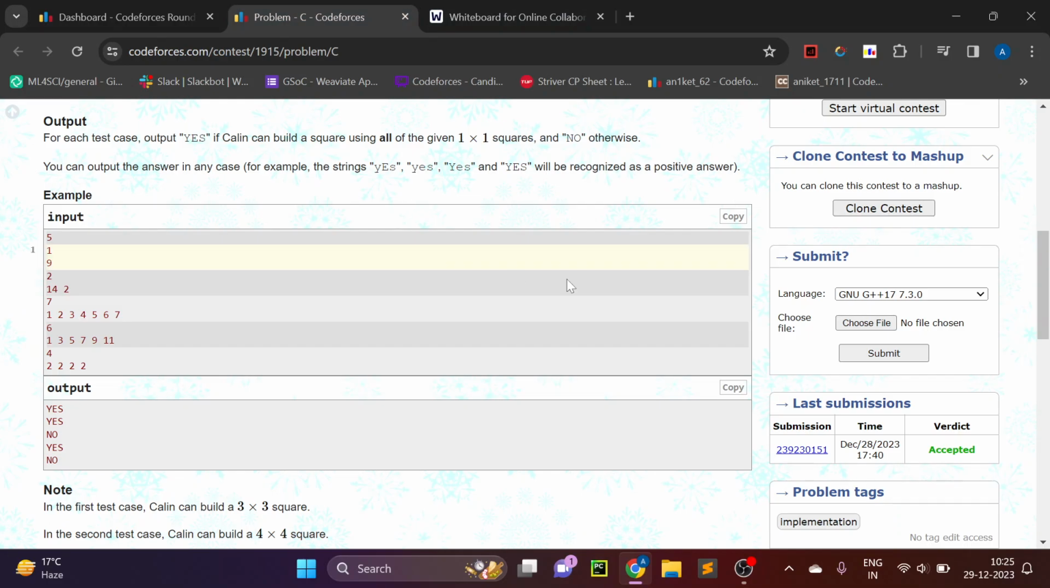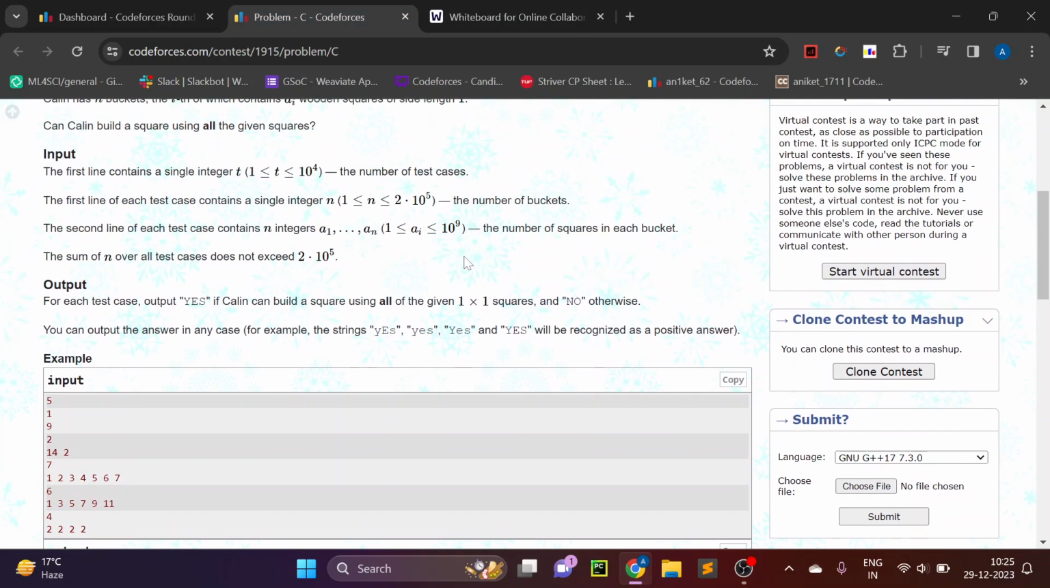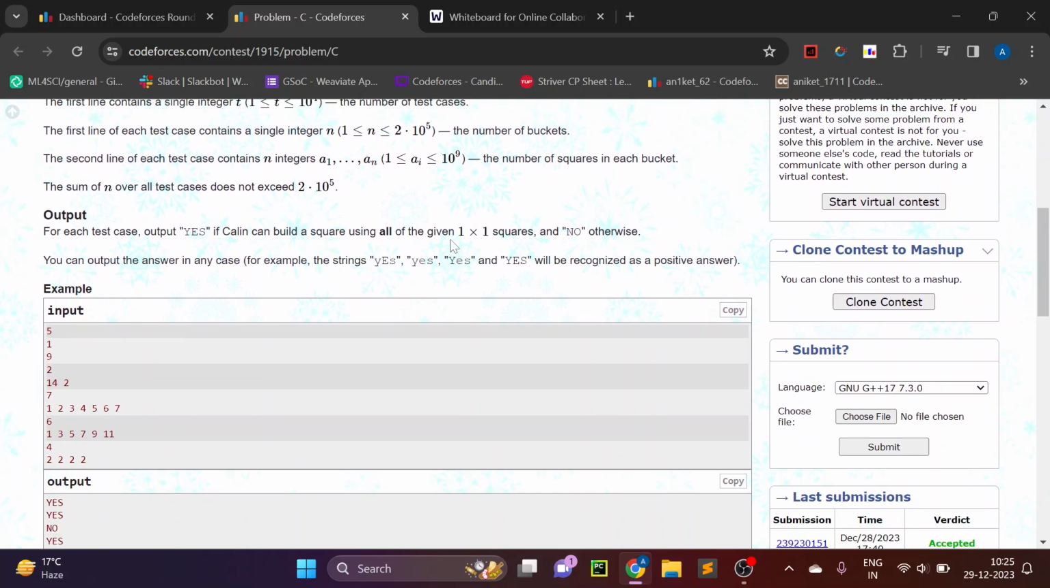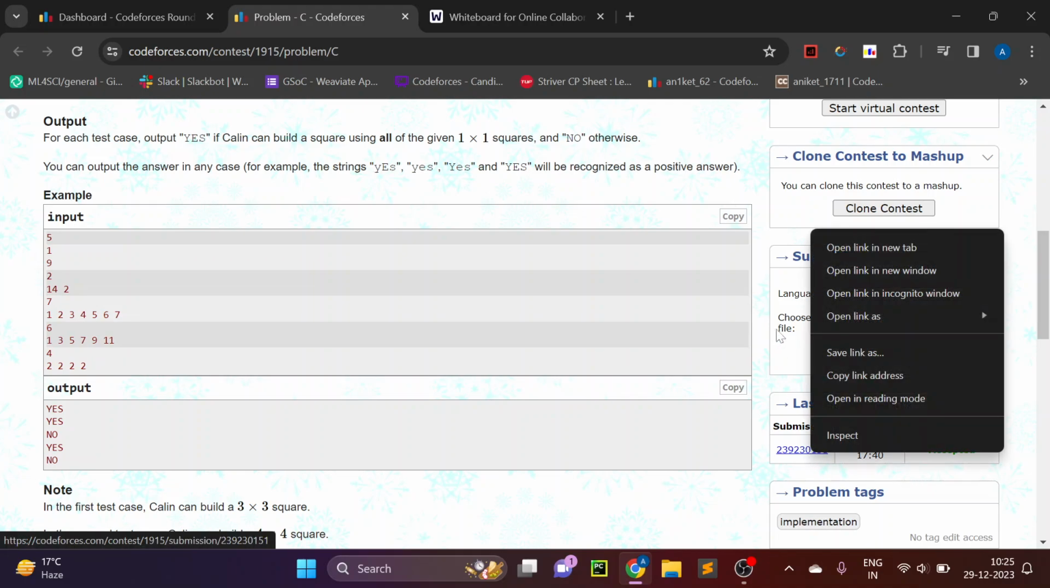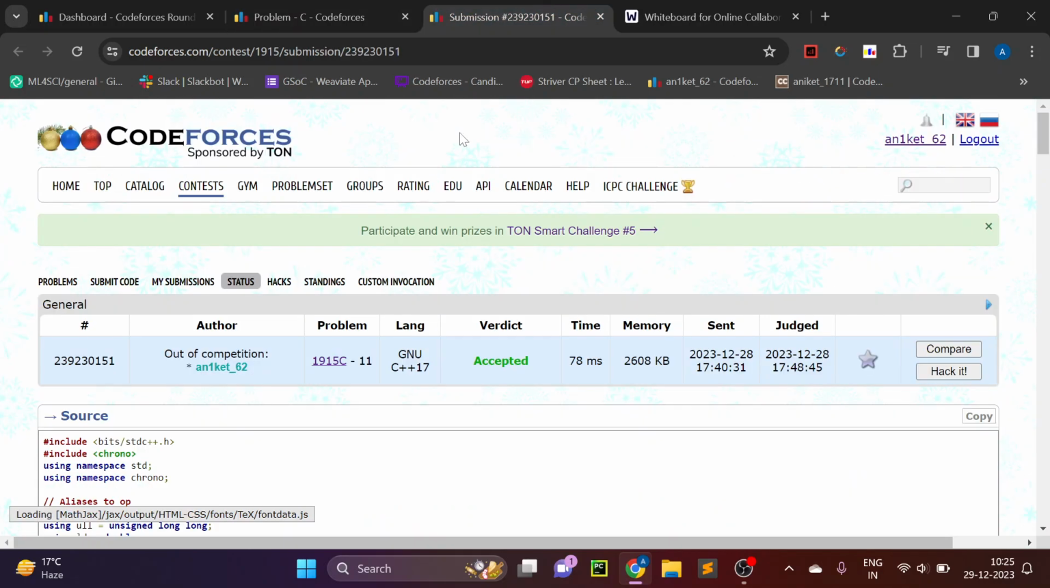So in this question, basically we have to calculate the total sum, and if it is a perfect square, then we have to print yes. If it is not, we have to print no. So let me show you my code.